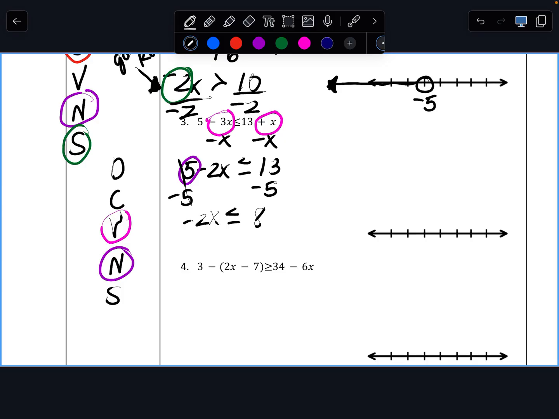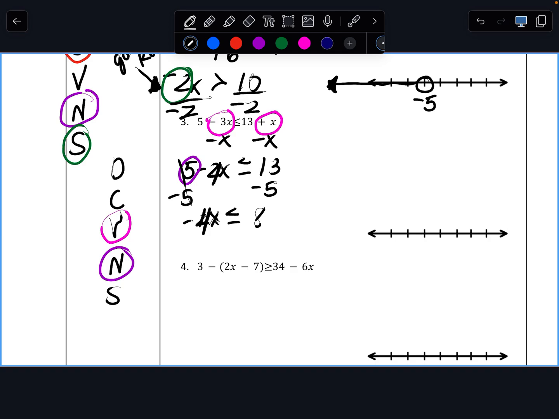Oh, I'm sorry. I'm sorry. Even in my video, I'm sorry. So I'm going to subtract x. I have -3x minus x is -4x. Sorry. All right. I'm on the right track now. Apologize. Put that right in your notes. All right. So -4x is less than or equal to 8.